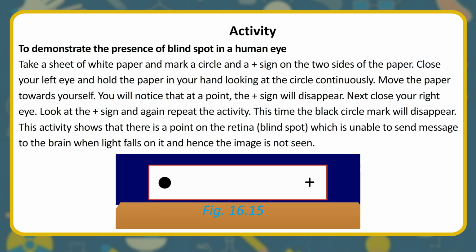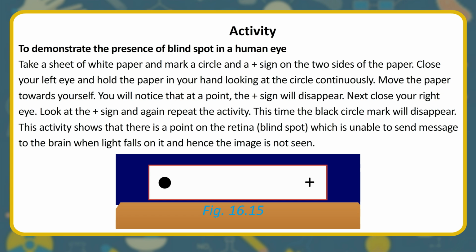Activity. To demonstrate the presence of blind spot in a human eye, take a sheet of white paper and mark a circle and a plus sign on the two sides of the paper. Close your left eye and hold the paper in your hand looking at the circle continuously. Move the paper towards yourself. You will notice that at a point, the plus sign will disappear.